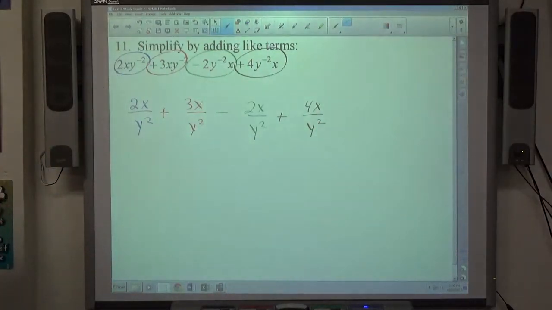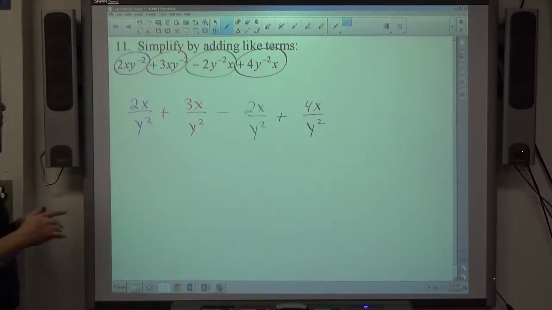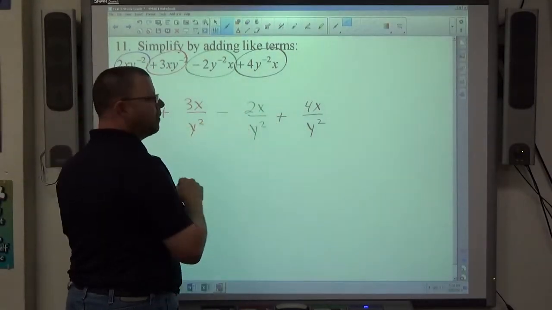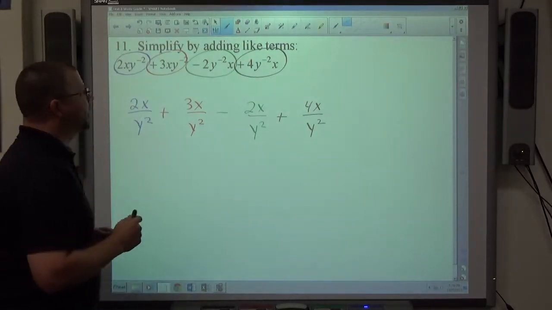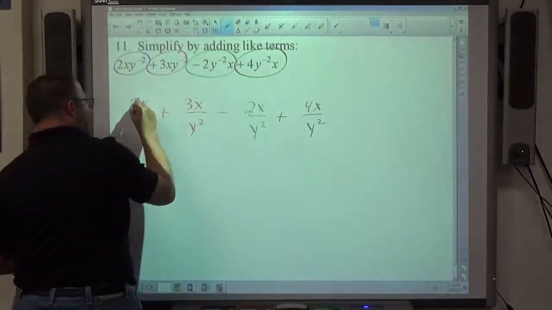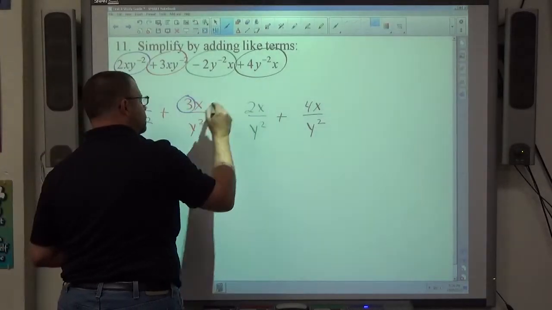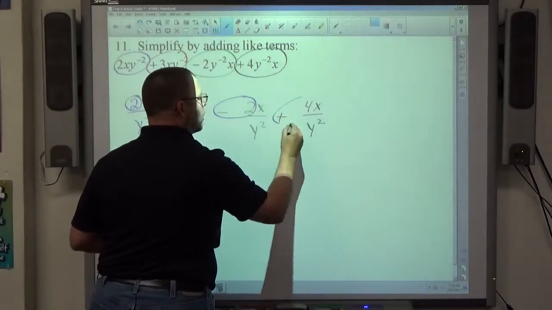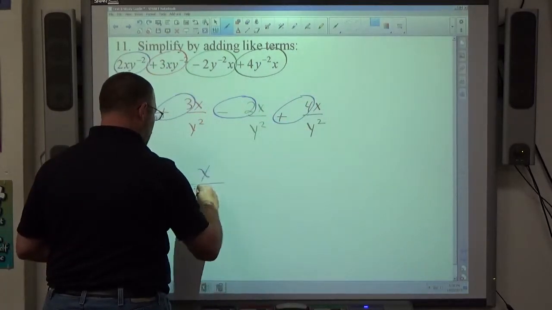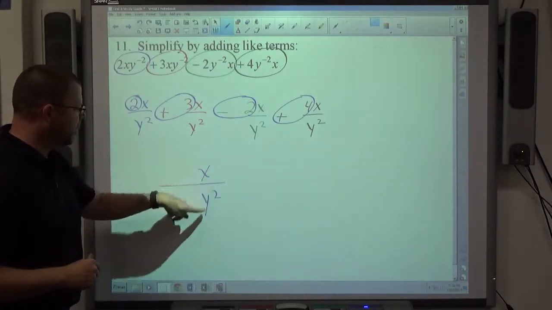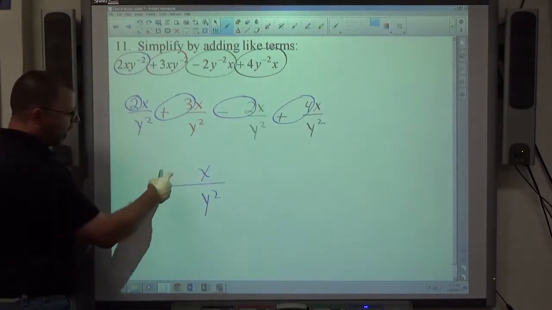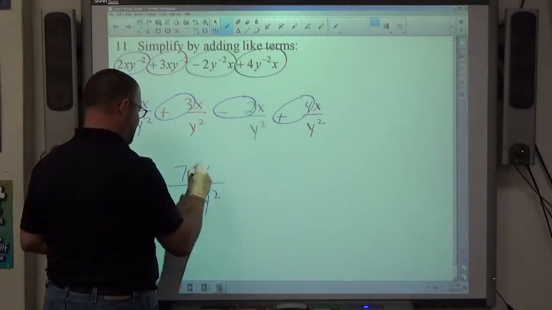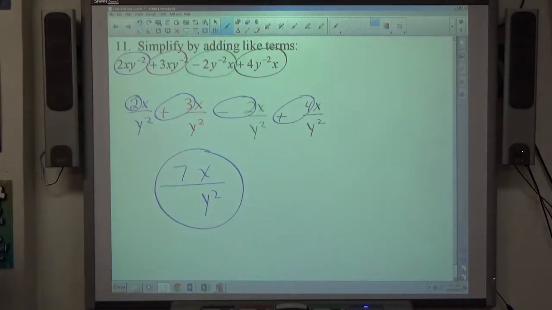We're looking for same letters, same powers, same locations in order to be like terms. X to the first on top, top, top, top. Y squared on bottom, bottom, bottom, bottom. They're all like terms. So to get the answer, I simply have to add and subtract the coefficients of these things and stick an x over y squared on it. What made them the same is x over y squared. All I need is a new number in the front. So 2 plus 3 is 5, minus 2 is 3, plus 4 is 7. So 7x over y squared.